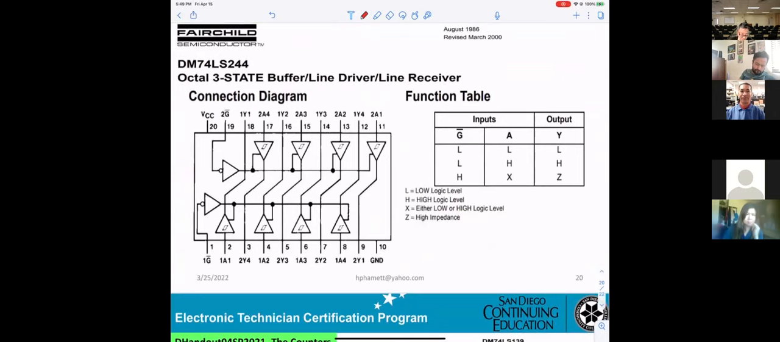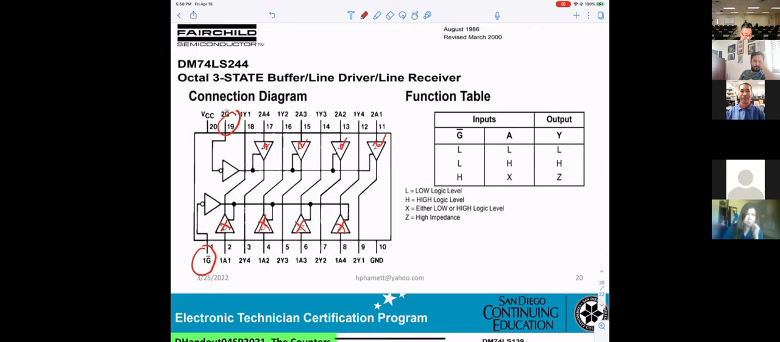Okay, now this one is also a buffer, the 244. It is the same thing as the other one, only a different name. Pin 1 controls 1 here, 2 here, 3 here, 4 here. That means pin 1 controls 4 bits. And pin 19 controls another 4 bits.